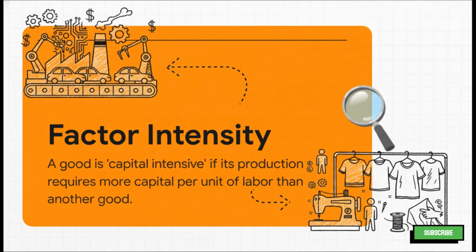Okay, next up is factor intensity. This one describes what a product needs to be made. And again, it's all about comparison. Building a car requires a massive amount of machinery and tech for every single worker. But making a t-shirt, well, that needs less machinery and a lot more hands-on labor. So we'd say that making cars is capital intensive.